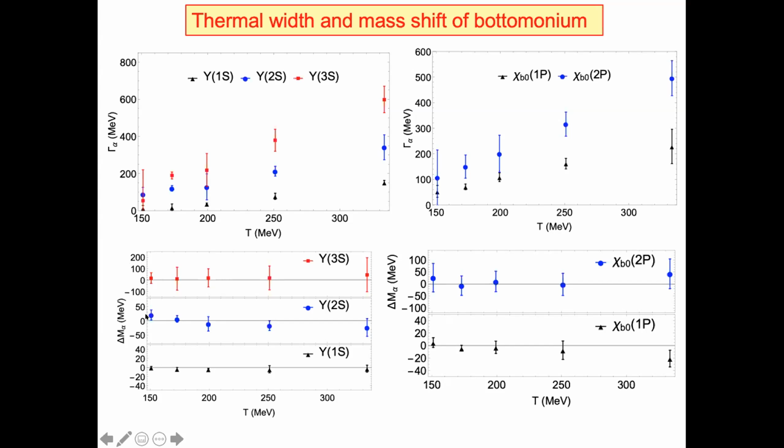We also calculated the masses, and we present the result in terms of effective mass shift, so the mass in the medium minus the mass in the vacuum. And here, somewhat surprisingly, we see almost zero effect within errors of the calculation. In other words, we have no indication that there is a statistically significant shift in the bottomonium mass for any of the states below the threshold.